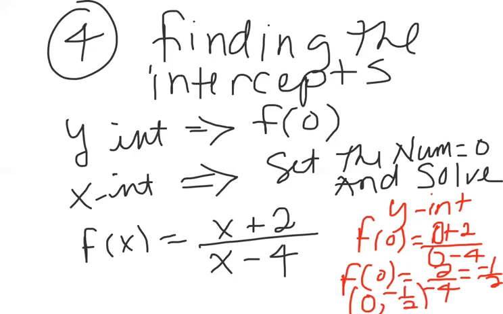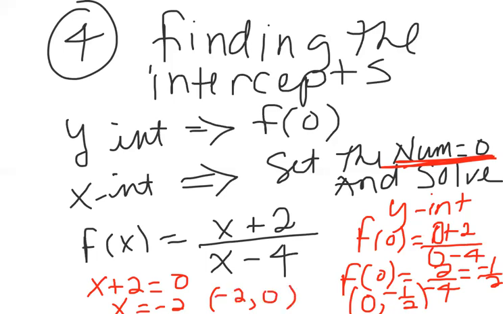Now, we need to find also the X-intercept. To find the X-intercept, we take the numerator, set it equal to 0 and solve. So if you take x plus 2, set it equal to 0 and solve, what do you end up with? X equals negative 2. So the X-intercept would be at negative 2, comma 0. Bam.